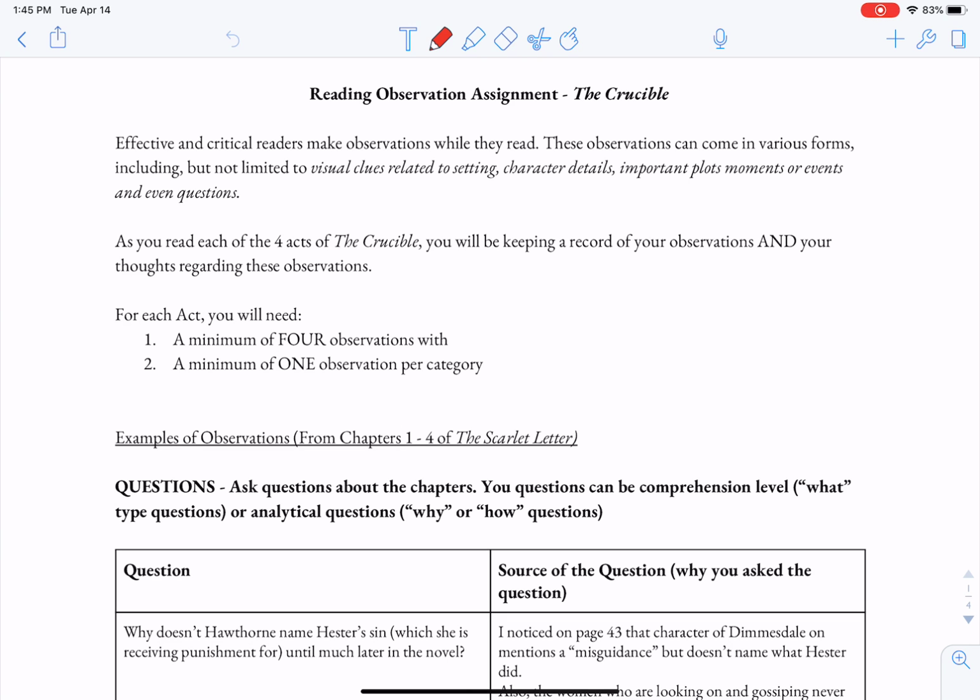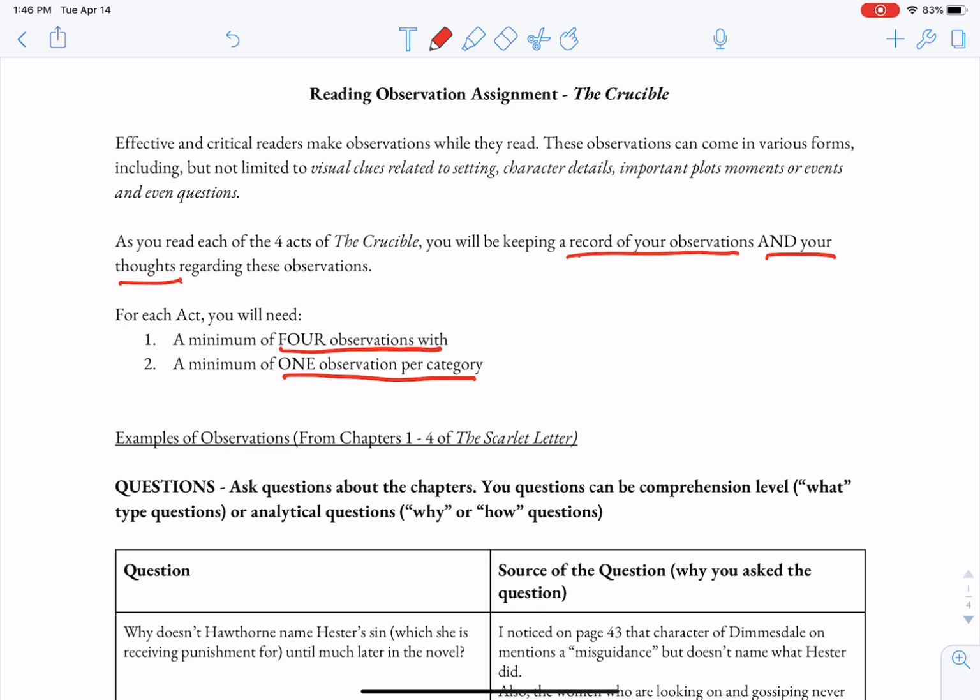But I want to just show you what this looks like so you have an idea of what to expect. In the middle of the page, it says, as you read each of the 4 acts of The Crucible, you'll be keeping a record of your observations and your thoughts regarding those observations. For each act, you'll need a minimum of 4 observations and a minimum of 1 observation per category. So you could have more than those numbers. You could have 5 observations. You could have 10 observations if you really want to go crazy. But you have to have a minimum of 4 and a minimum of 1 per category.